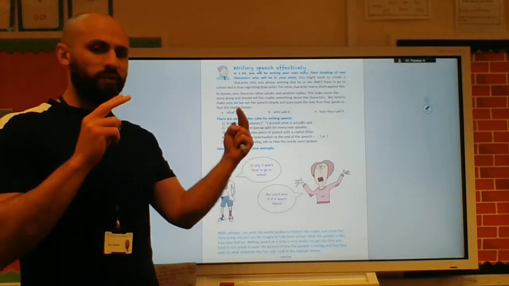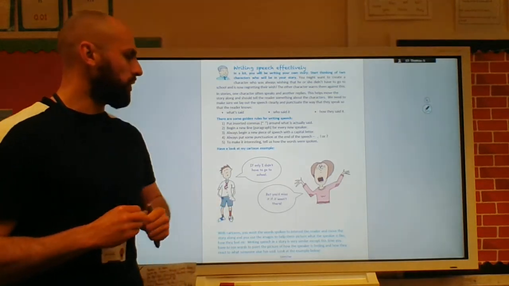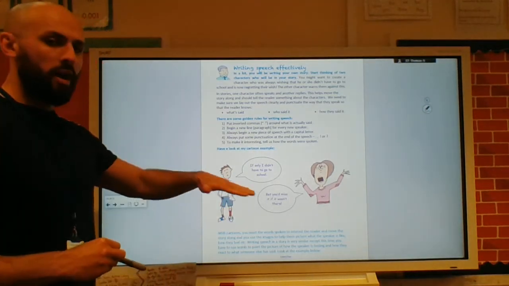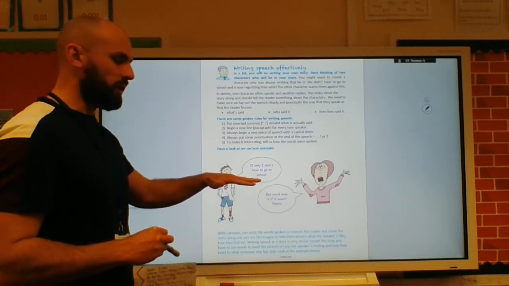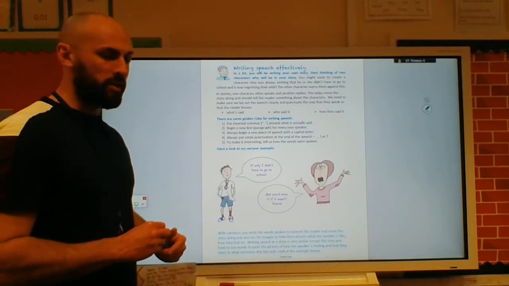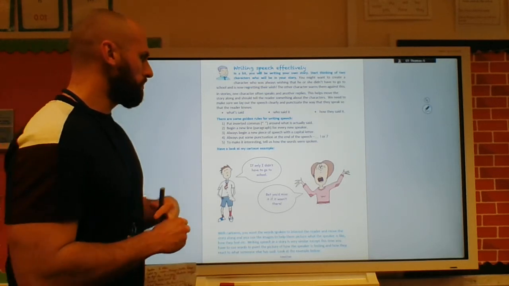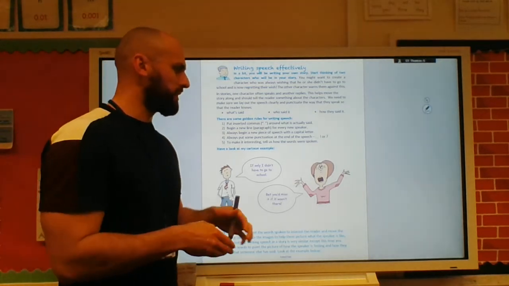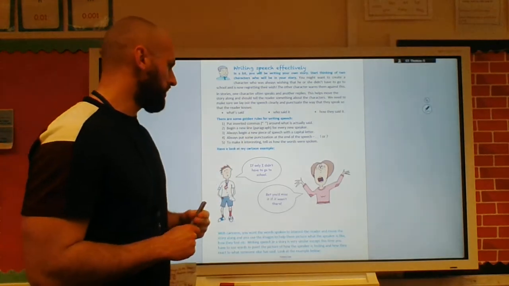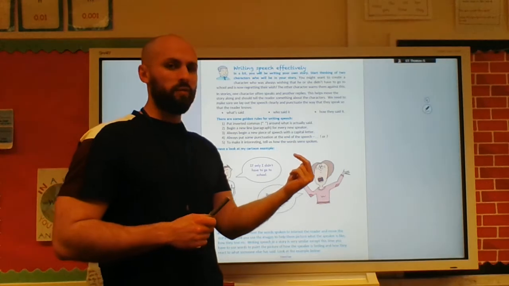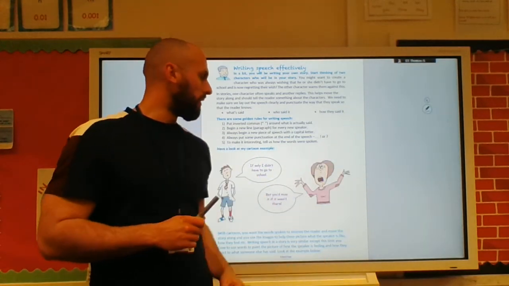You need to put inverted commas around what is actually said, the direct speech. Begin a new line for every speaker. That's really important because it helps the reader to follow who's actually talking. Always begin a new piece of speech with a capital letter after the first inverted comma, and always put some punctuation at the end of the speech before the final inverted comma.